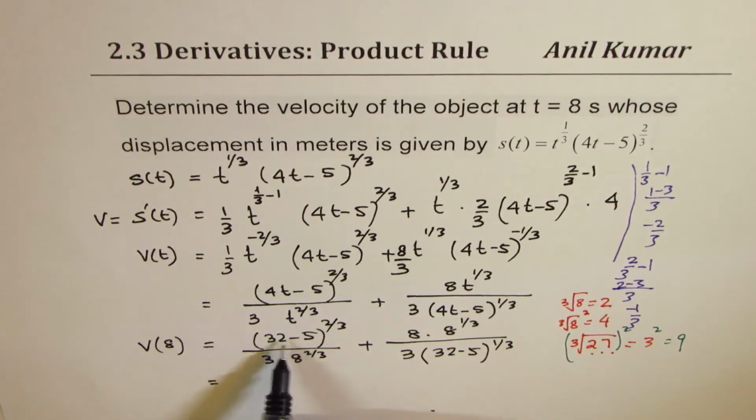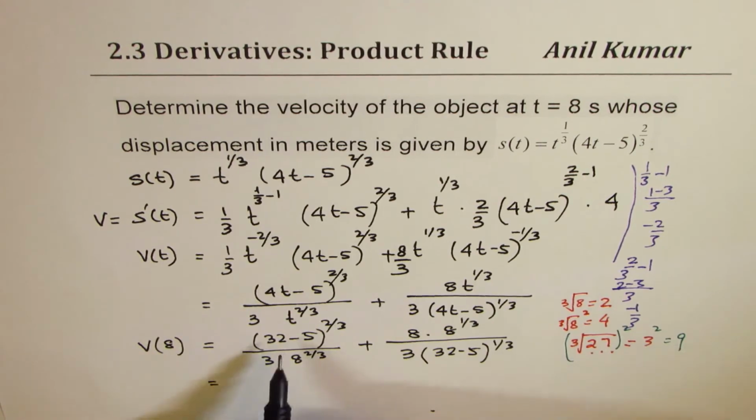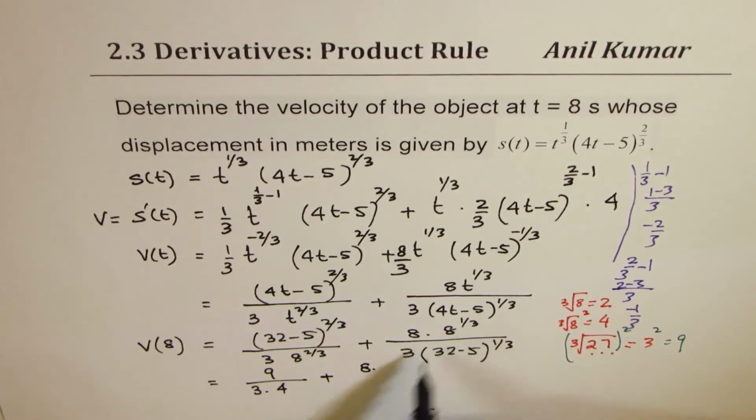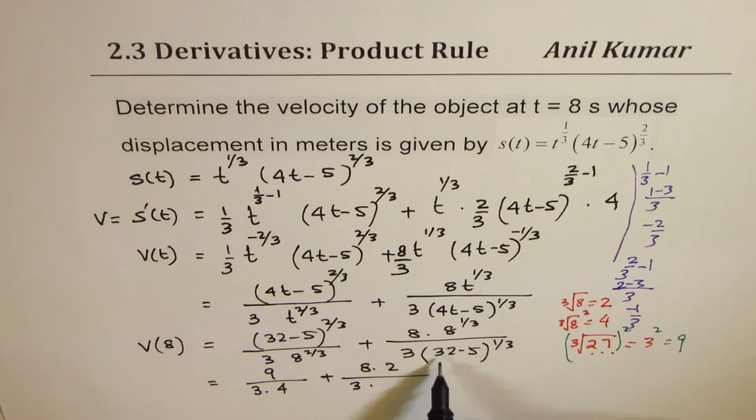So the first term is 27 to the power of 2 over 3. 27 to the power of 2 over 3 is 9. So I'm replacing this by 9. I have 3 here. 8 to the power of 2 over 3 is 4, so I'm writing this times 4, correct? Plus 8 times the cube root of 8, which is 2, times the cube root of 27, which is 3. Does it make sense to you? Correct? So that's what you get here in a simplified form.